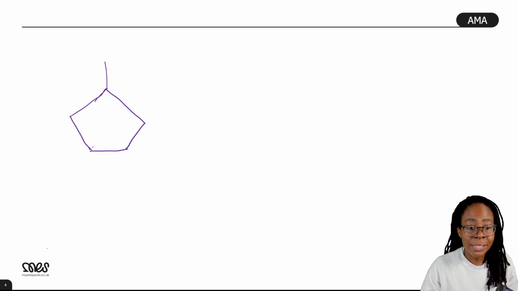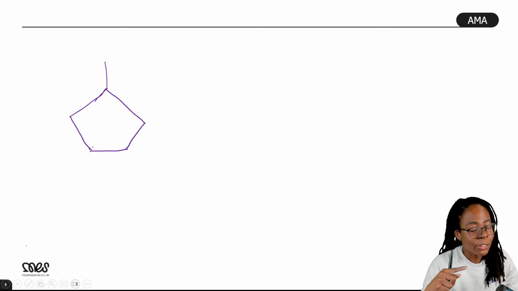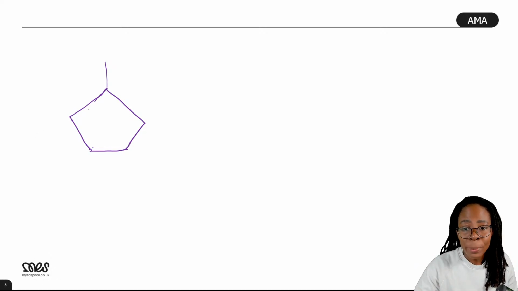Now, we'll still start in the same way as we did before. We're looking at how many carbons, but this time we're not necessarily looking at a chain. We're just looking at how many carbons we have within the ring.